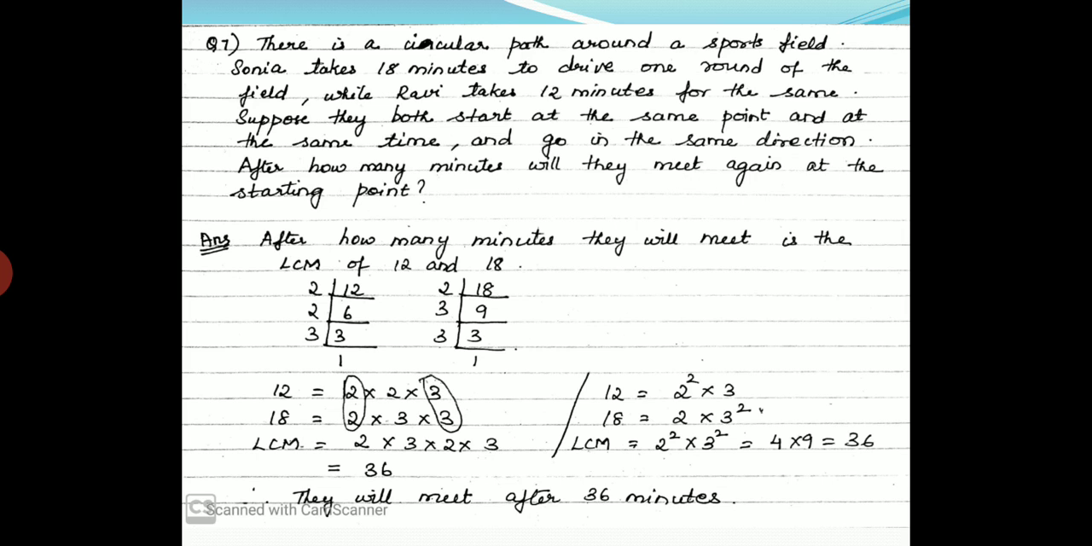For the prime factorization of 12: 2 sixes are 12, 2 threes are 6 and 3 ones are 3. For 18: 2 nines are 18, 3 threes are 9 and 3 ones are 3. So we will write the prime factorization and take all the prime factors, and we get 4 into 9, 36. So they will meet after 36 minutes.